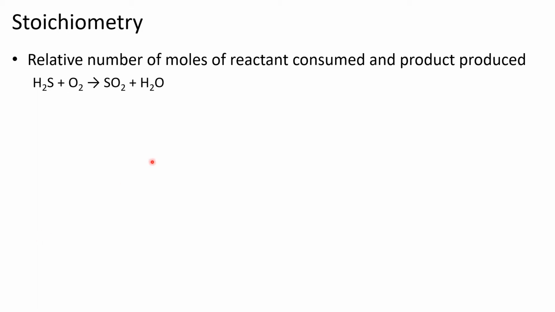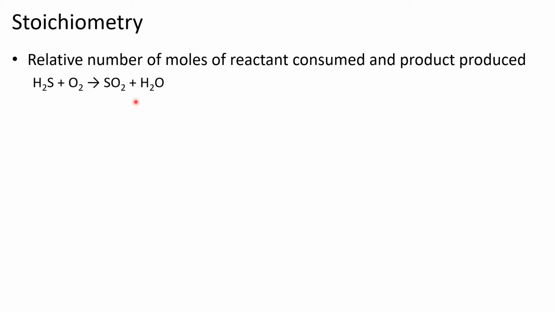The stoichiometry of a chemical reaction indicates the relative number of moles of reactant consumed and product produced. In order to determine the stoichiometry, we first write the chemical reaction as a list of the reactants on the left-hand side of an arrow, and on the right-hand side of the arrow, a list of the products. In this particular example, hydrogen sulfide reacts with oxygen to produce sulfur dioxide and water. This reaction, as currently written, is not balanced.